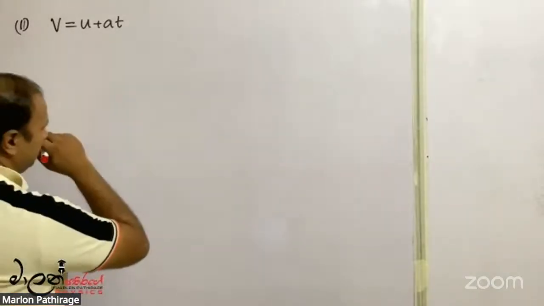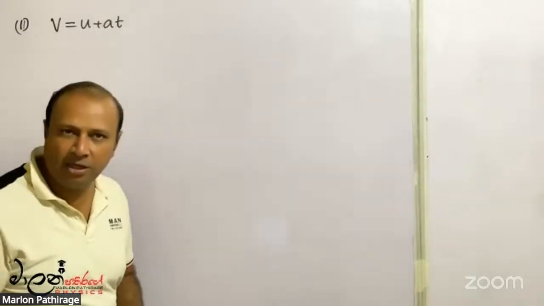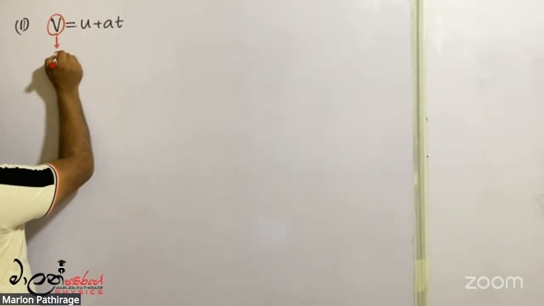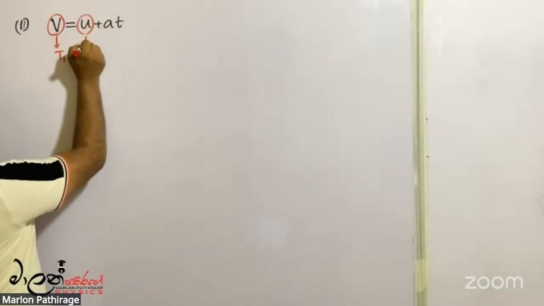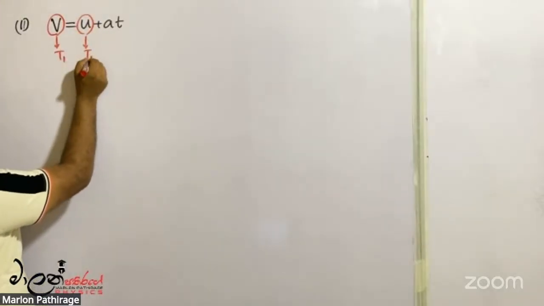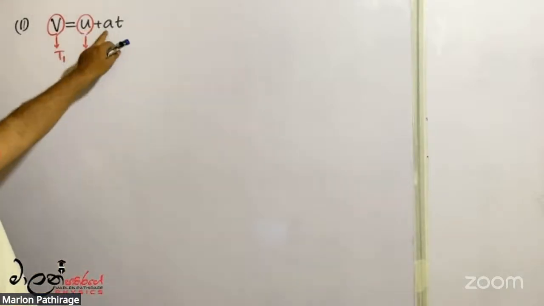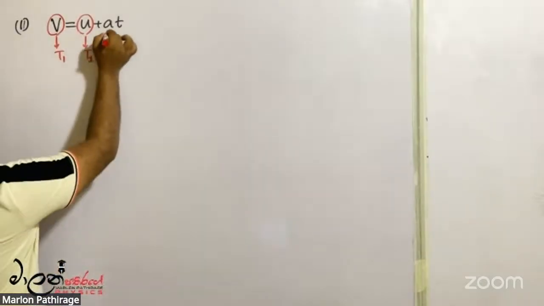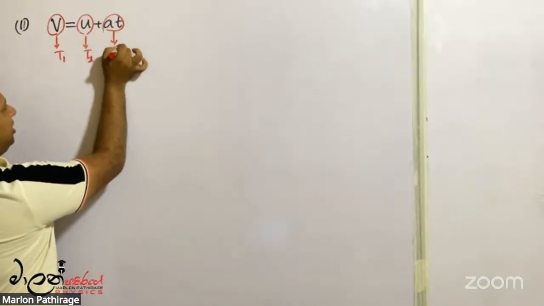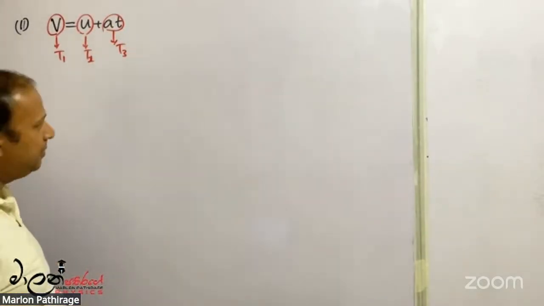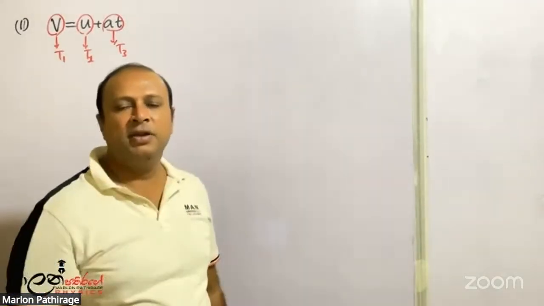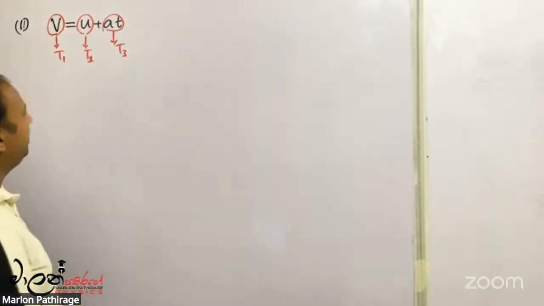Then check your answer. Now there are three terms. One is this one, term one. This is term two, because these two terms are separated by this plus mark. Therefore, this one is term three. There are three terms. Now we can determine the dimension of each term separately.